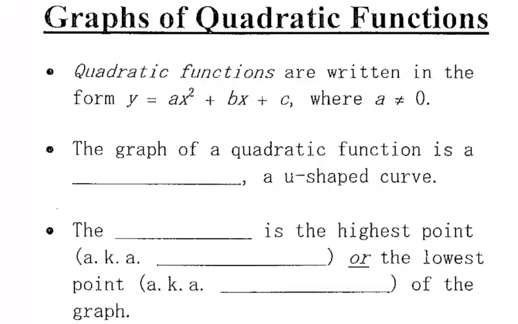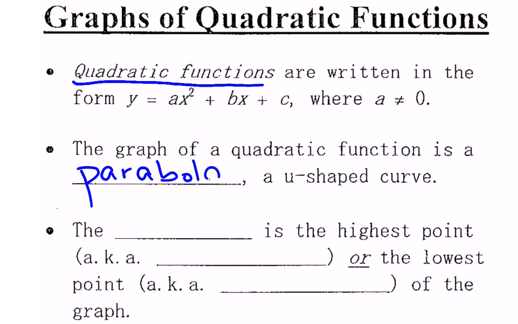Today we're going to look at what the graphs of all these things we've been talking about look like. Specifically, quadratic functions, which are written in the form y equals ax squared plus bx plus c, where a is not 0. If a is 0, it ends up being a line. The graph of a quadratic function is a parabola. P-A-R-A-B-O-L-A. Parabola. A U-shaped curve.